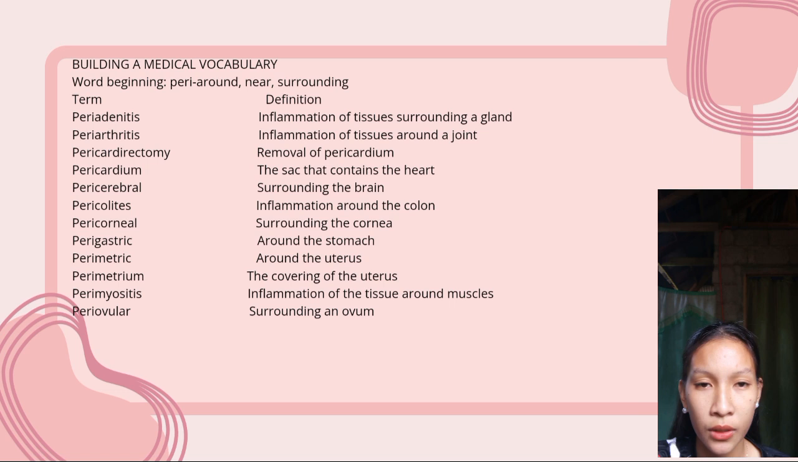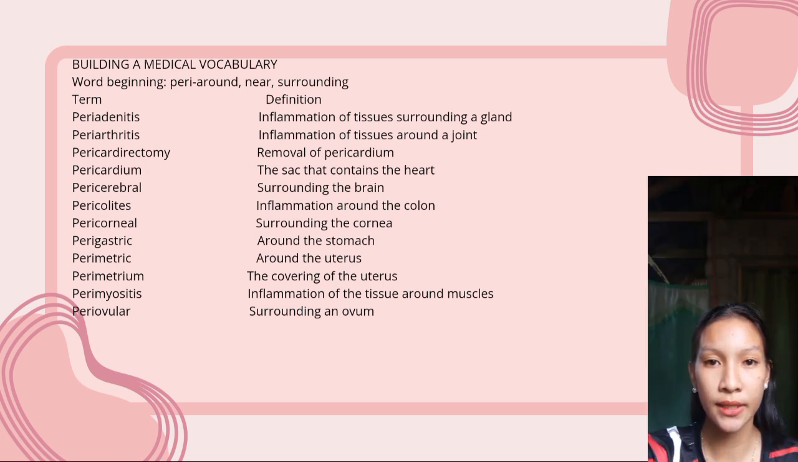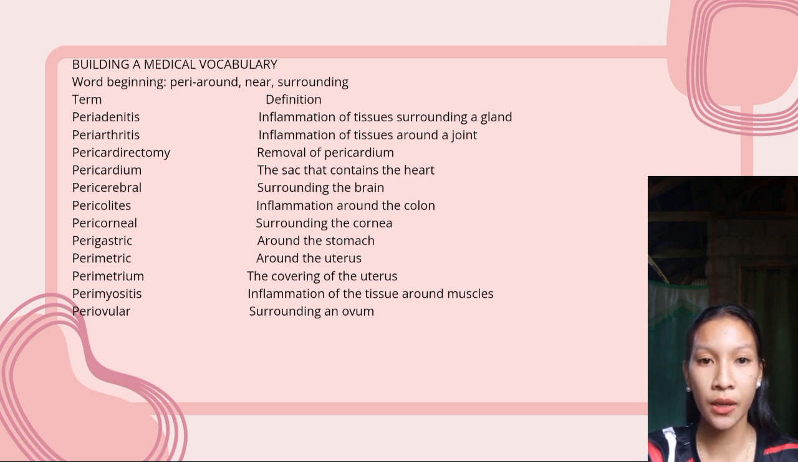Building a medical vocabulary. Word beginning: peri, around, near, surrounding. Term, definition: periadenitis, inflammation of tissues surrounding a gland; periarthritis, inflammation of tissues around a joint; pericardiectomy, removal of pericardium; pericardium, the sac that contains the heart; pericerebral, surrounding the brain; pericolitis, inflammation around the colon; pericorneal, surrounding the cornea; perigastric, around the stomach; perimetric, around the uterus.